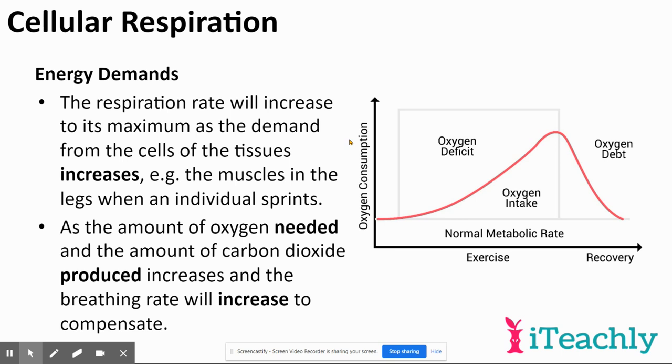The respiration rate will increase to its maximum as the demand from the cells of the tissues increases, like the muscles in your legs when you're doing sprints. As the amount of oxygen needed and the amount of carbon dioxide produced increases, your breathing rate will increase to compensate. When you start running out of oxygen, that's when you start huffing and puffing, right? You're trying to take in the oxygen and get rid of the CO2. And if you can't keep up with your body's demands, you will go into anaerobic exercise, and that's when you'll build up lactic acid.